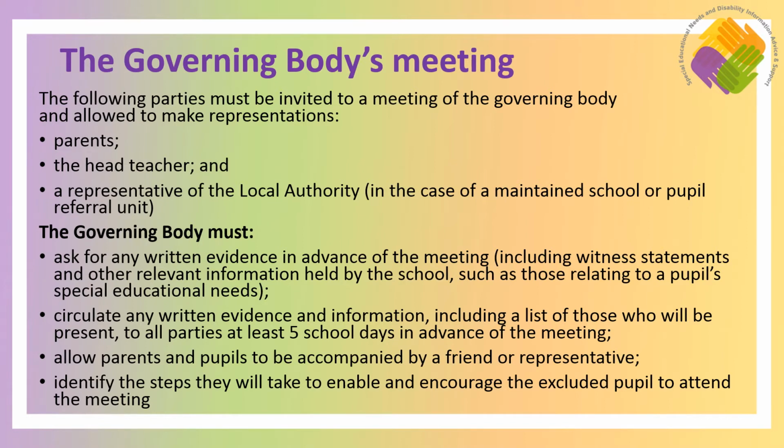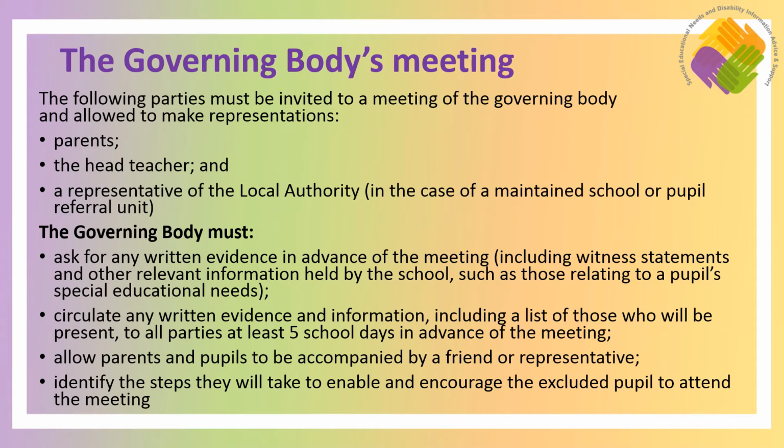So if the child or young person has been excluded and you appeal, we'll go to the governing body. The following parties must be invited to a meeting of the governing body and allowed to make representations: the parents, the head teacher, and a representative of the local authority. The governing body must ask for any written evidence in advance of the meeting, including witness statements and other relevant information held by the school, such as those relating to a pupil's special educational needs.